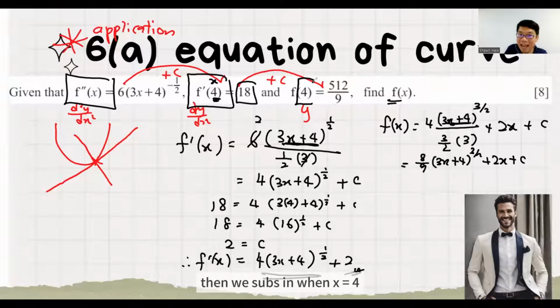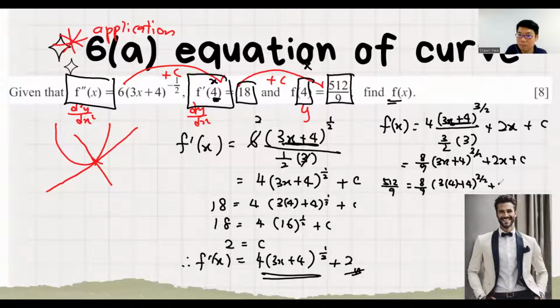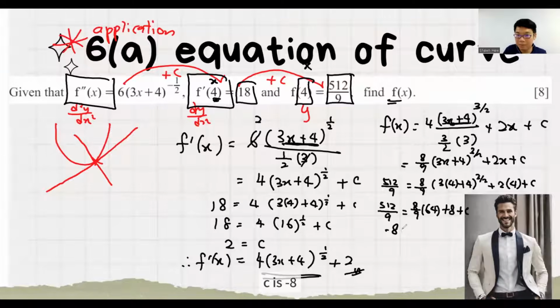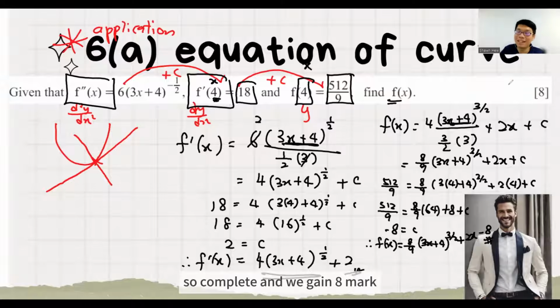Then we substitute in when x equals 4, my y is 512 over 9. c is minus 8. So my f(x) is complete, and we gain 8 marks.